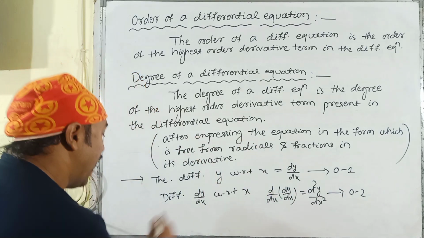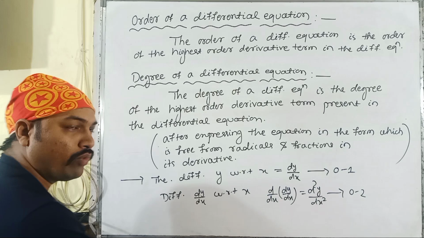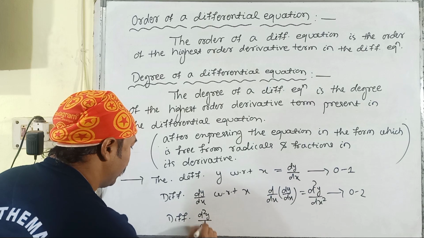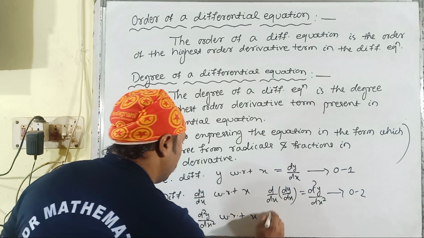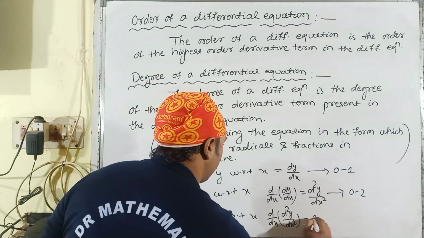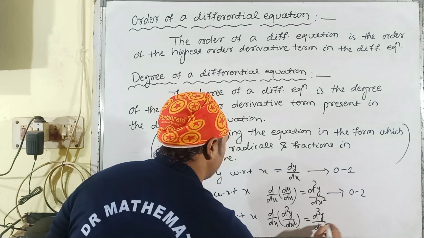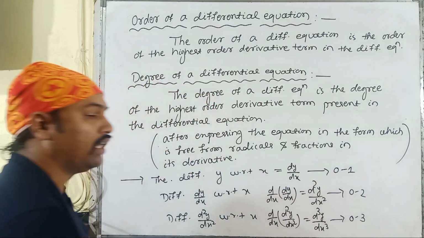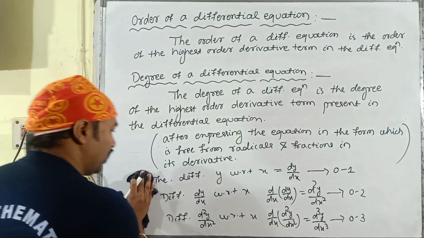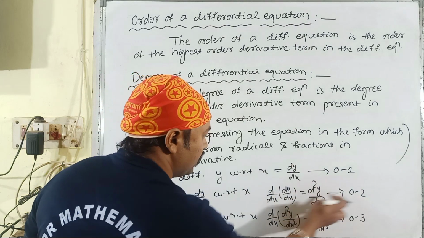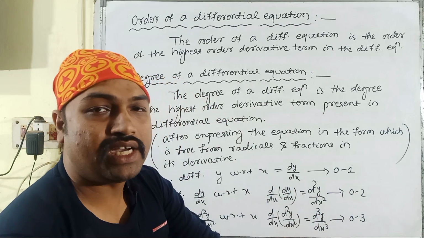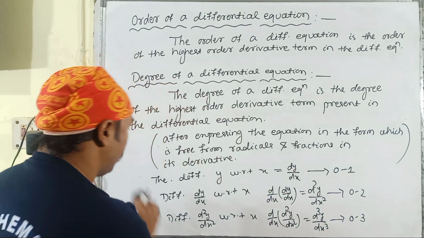Similarly, again differentiating d square y upon dx square with respect to x, we get d cube y divided by dx cube, and here you can say that order is 3. So here order is 1, order is 2, and order is 3. Order 3 means the dependent variable has been differentiated 3 times with respect to the independent variable.